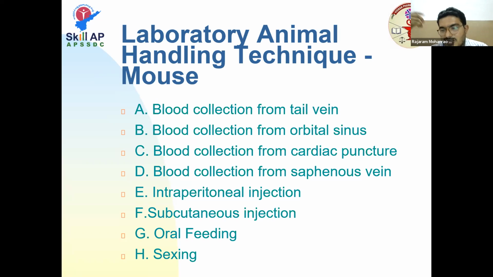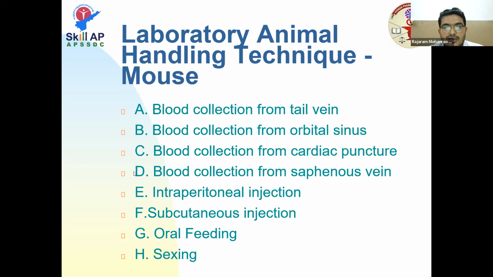From humans, they collect from veins. From animals, from different areas: from the tail vein, from the orbital sinus, from the eye. Blood collection from cardiac puncture, because the heart is the organ which pumps blood to the whole body. The heart will have sufficient blood, so they puncture the heart and take the blood. Blood collection from the saphenous vein, which is present in the thighs; intraperitoneal injections, subcutaneous injection, oral feeding, and sexing.